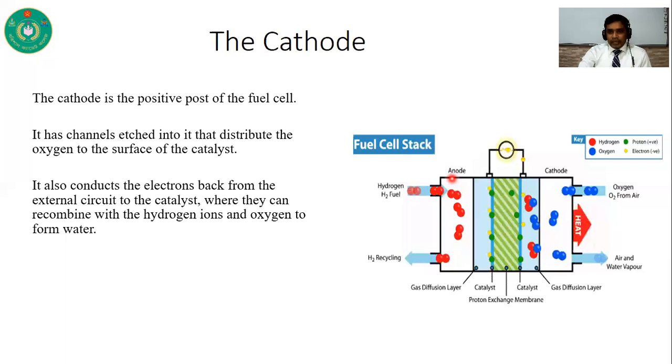Here you can see from the anode you get electricity, and this electricity comes into the cathode through the external circuit. So the cathode conducts the electrons back from the external circuit to the catalyst, where they can recombine with the hydrogen, that means protons, hydrogen ions, and oxygen to form water molecules and some heat also.